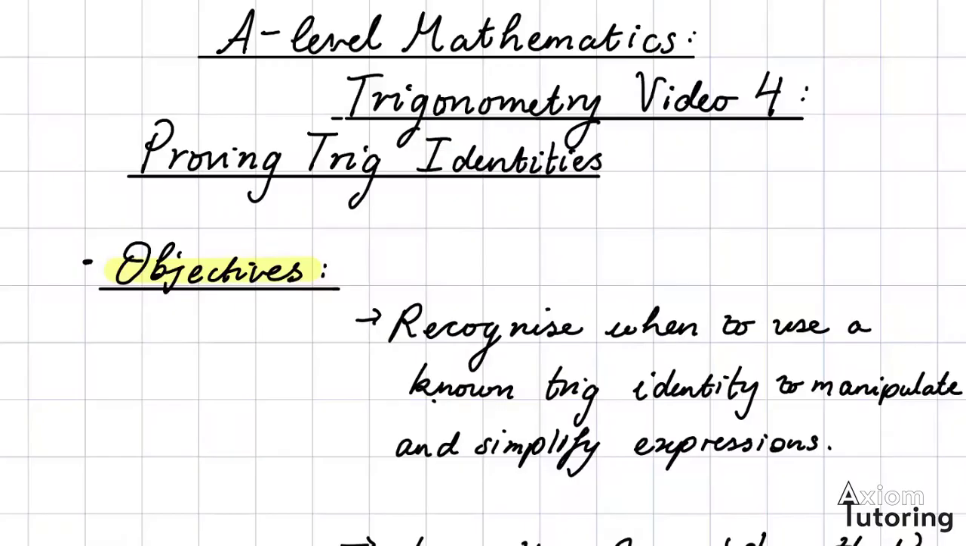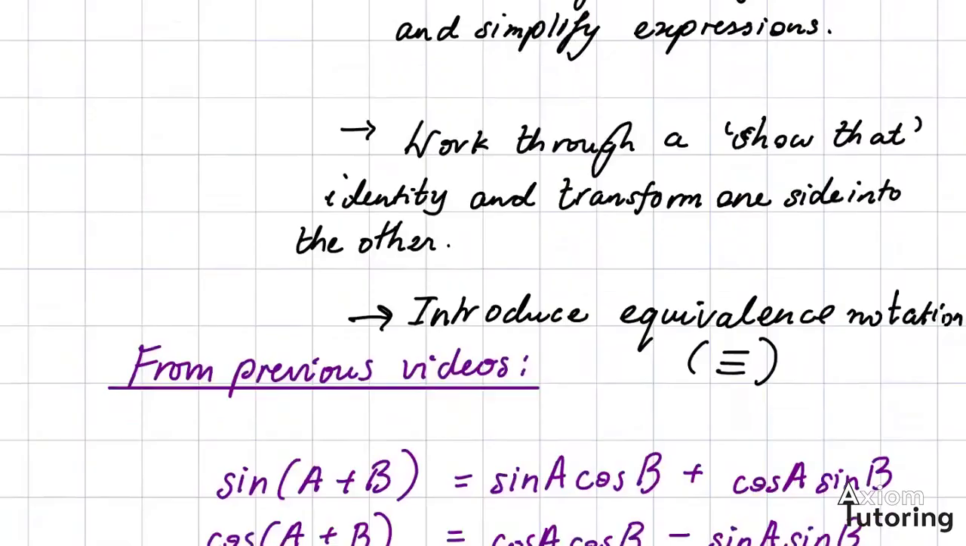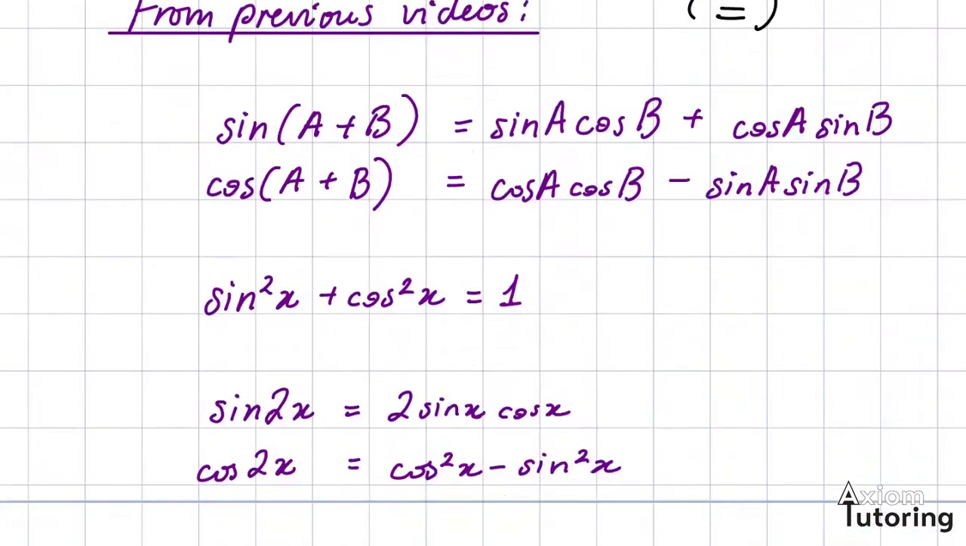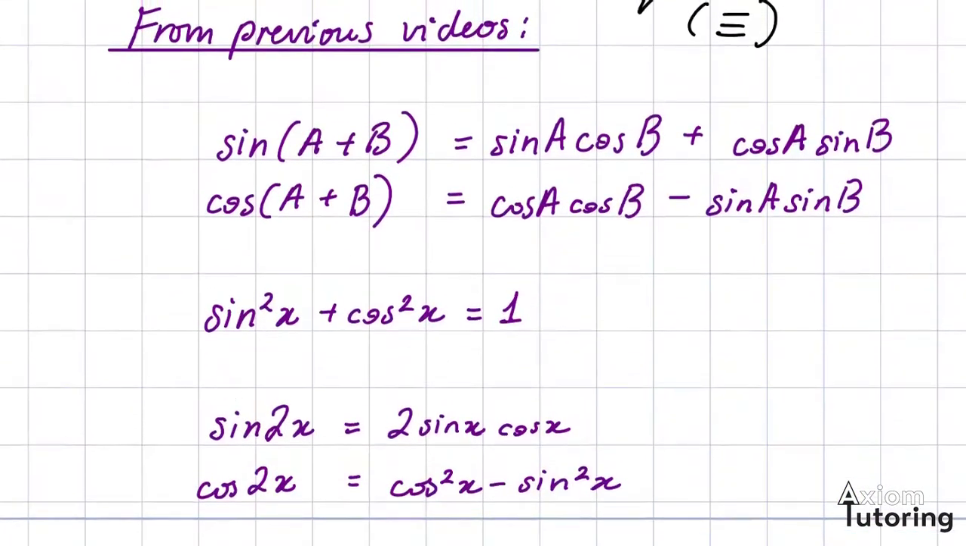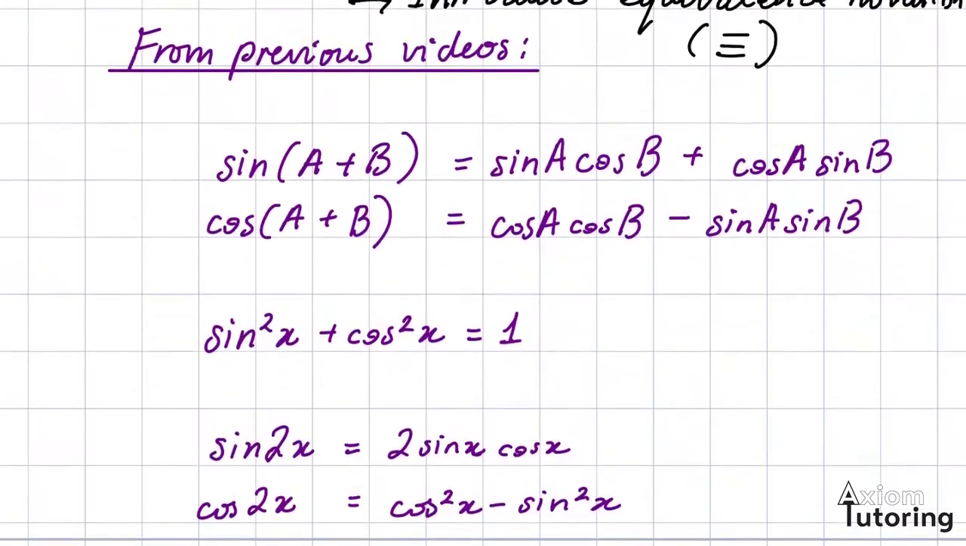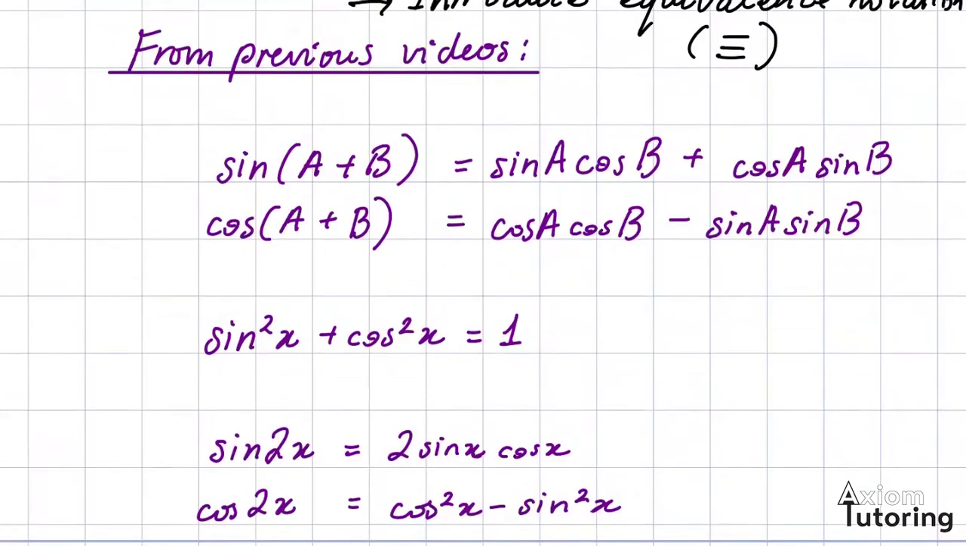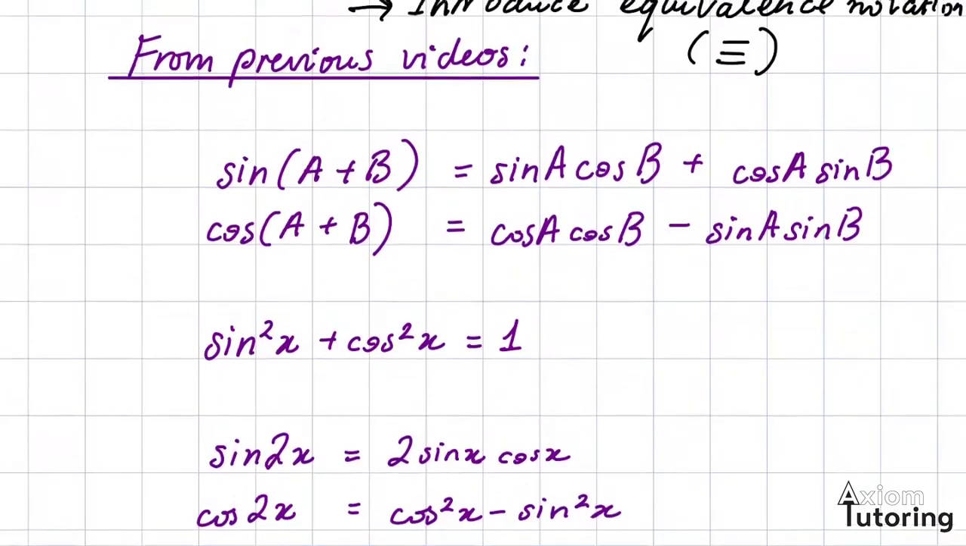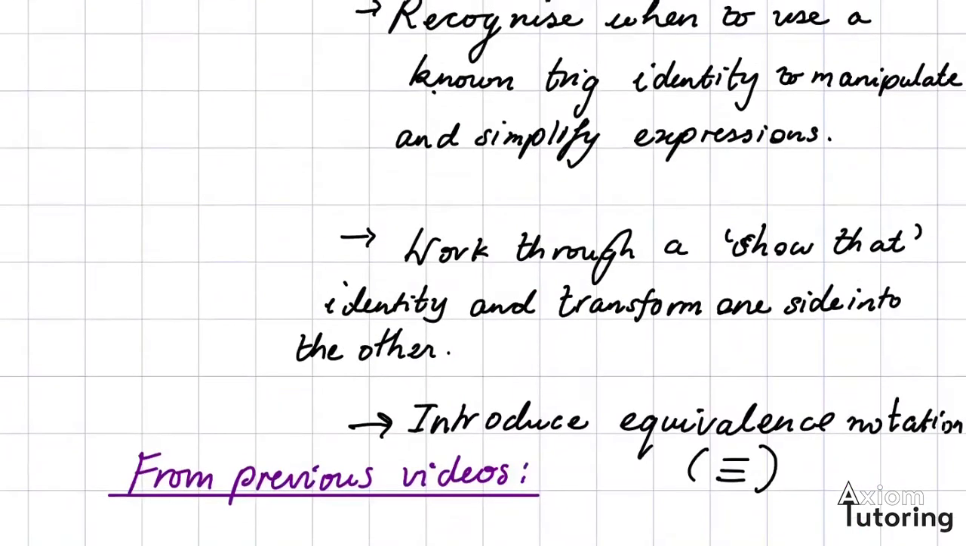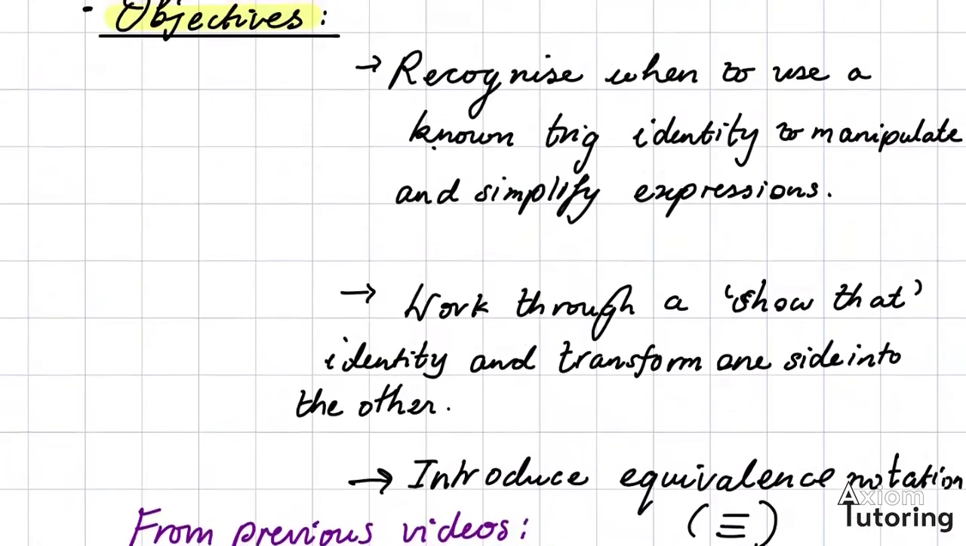In this video, we're going to look at proving trigonometric identities. So we've learnt a range of trigonometric identities from previous videos, and I've made a note of them here in purple because we're going to reference them in some of our worked examples. But in this video, we're going to focus on how to actually use these identities to prove that two expressions are equivalent. So let's go through some of the objectives in this video.